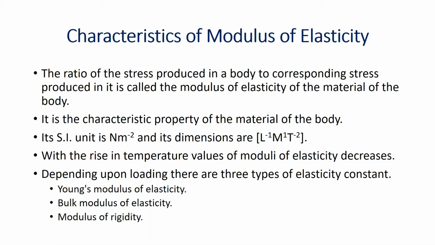Depending upon the loading, there are three types of elastic constants. If there is a change in length of a body, then the corresponding elastic constant is called Young's modulus of elasticity. If there is a change in the volume of the body, then the corresponding elastic constant is called bulk modulus of elasticity. If there is a change in the shape of a body, then the corresponding elastic constant is called modulus of rigidity. Solids have all the three moduli of elasticity.